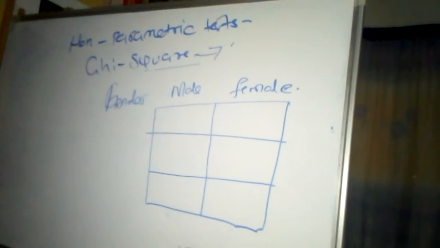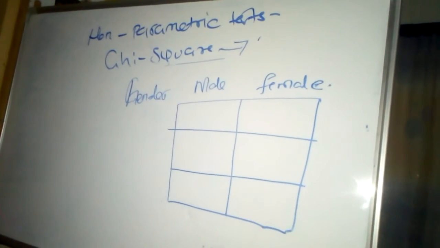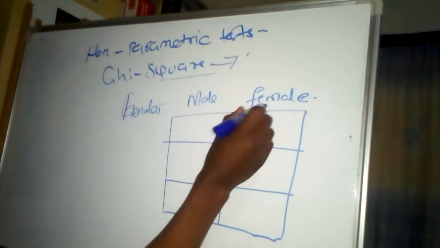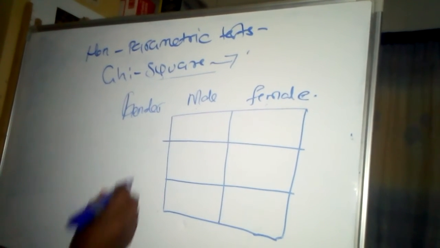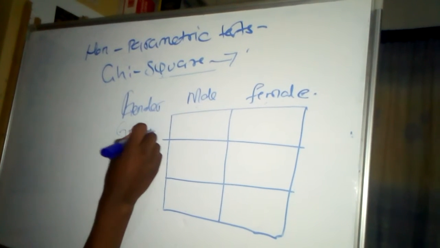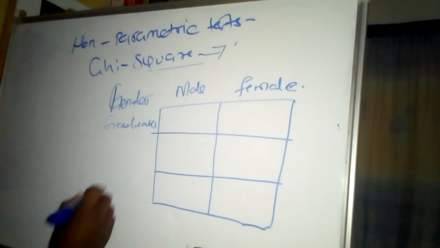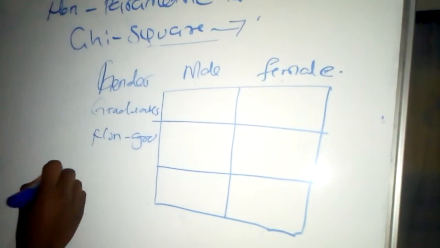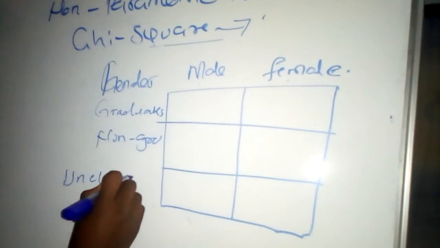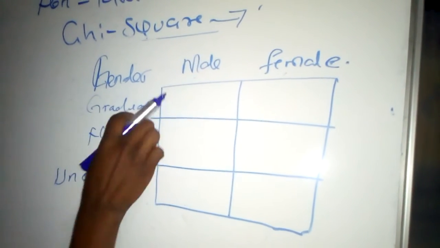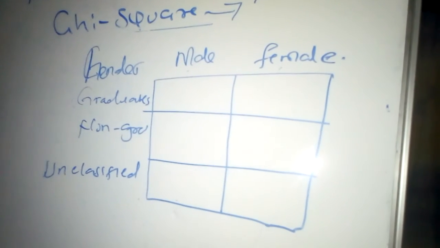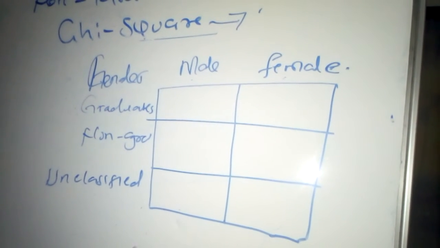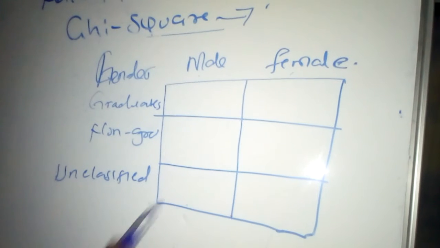I want to use an example here whereby I'm measuring my groups, male and females. Then the classifications here: I'm having graduates, also non-graduates, and then those who are not classified, unclassified. Now this is what I was talking about, classifications. The rows represent classifications, the columns represent the groups. In each case here I have two groups, the males and females.